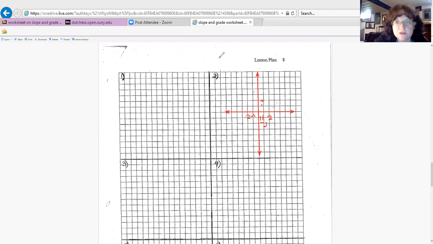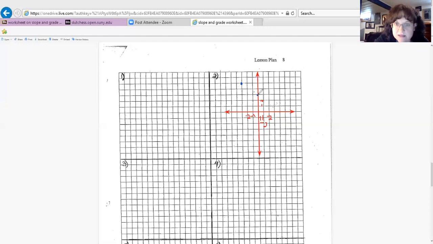So let me do this with a different color. So the point they wanted me to start at is negative 3, 5. So negative 3 would be here, 1, 2, 3, 4, 5. So here's the point, negative 3, 5. The directions told me negative 2/3 was my slope. So down 2 to the right 3 from here. So 1, 2, down 2 to the right 3. This would be my next ordered pair.